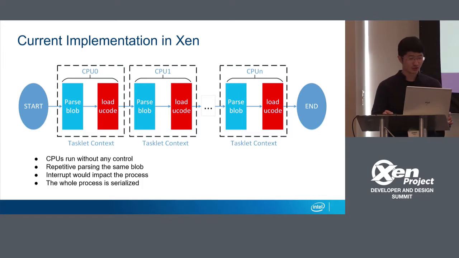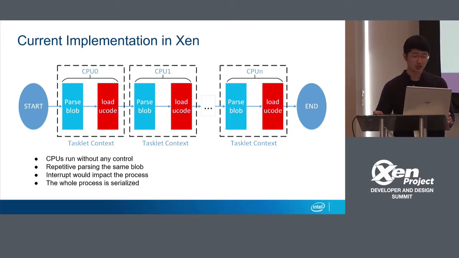Another issue is that we parse the same blob many times. Think about a high-end server that has hundreds of CPUs: you would parse the same microcode blob hundreds of times, and it involves hundreds of memory allocations and deallocations. So it wastes a lot of time.